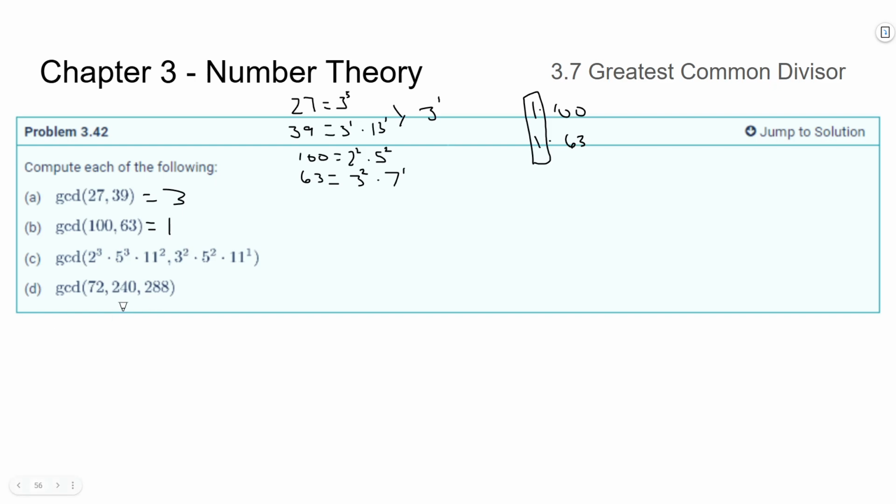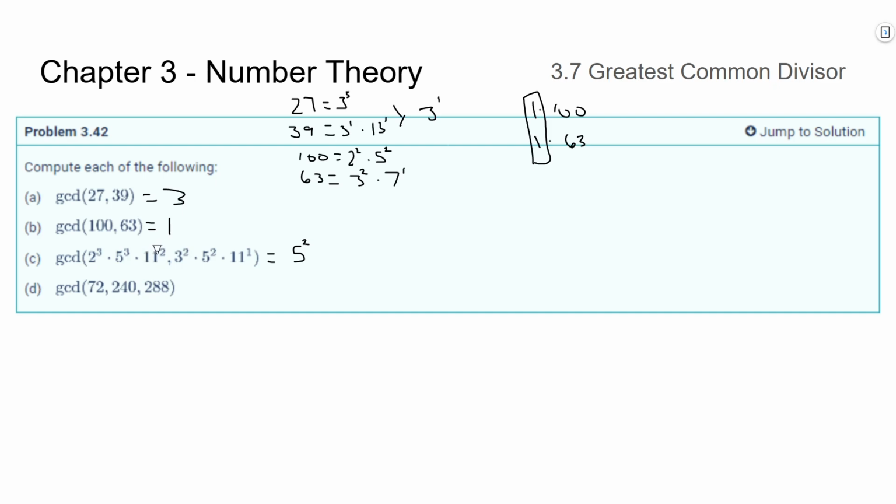Okay, so well, let's see here. This is already prime factorized for us, so let's just find what's in common. The largest base of 2, nothing. Largest base of 5, looks like 5 squared.